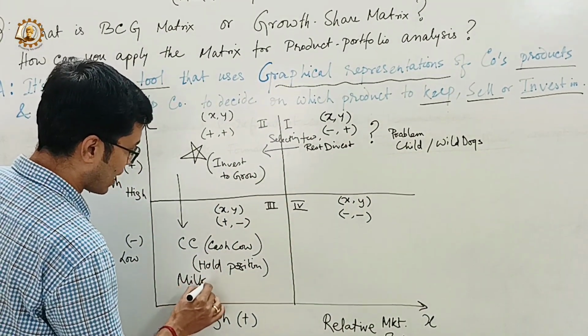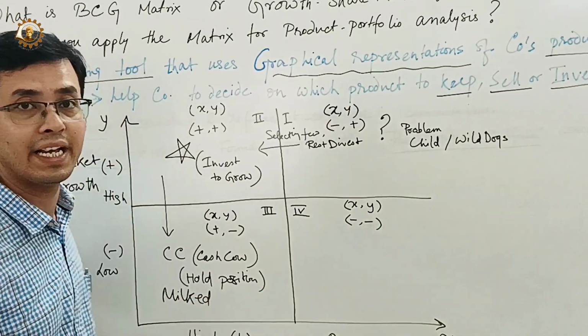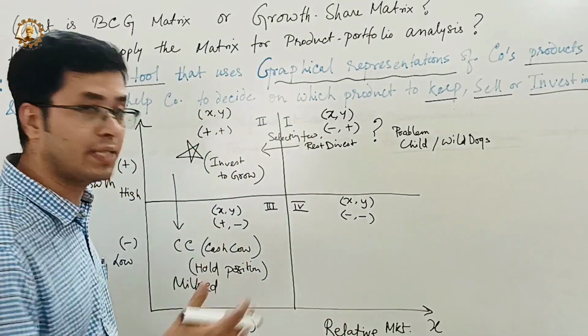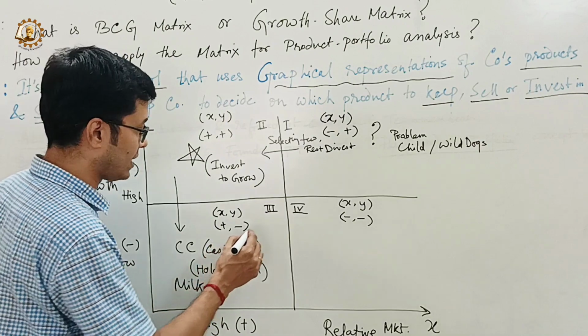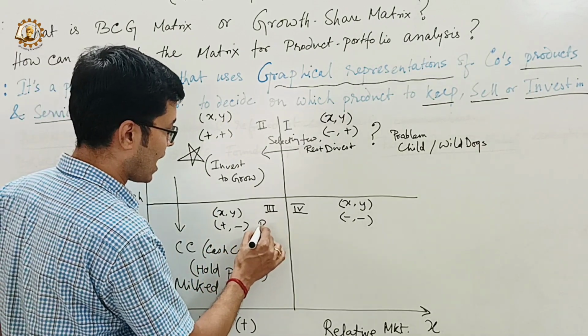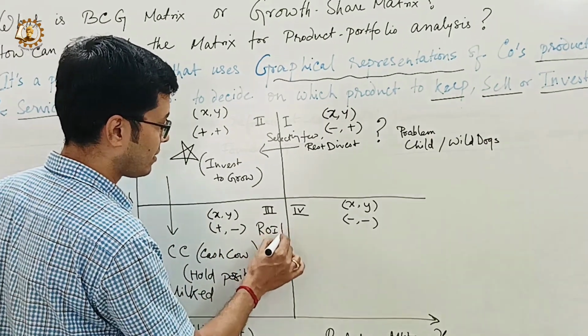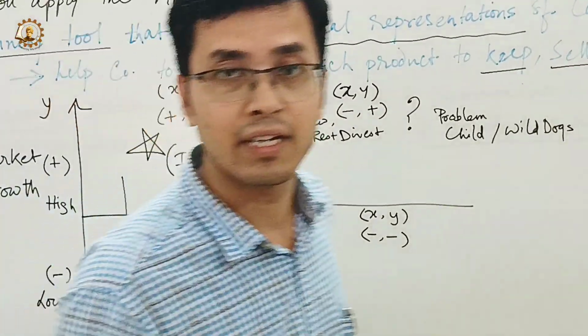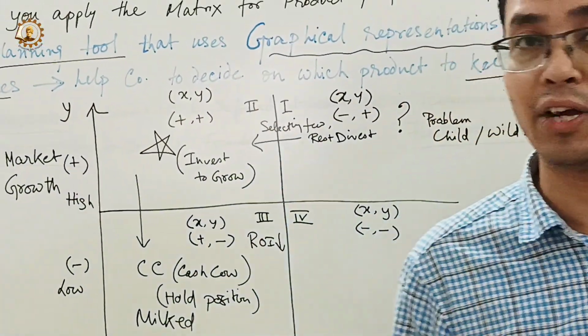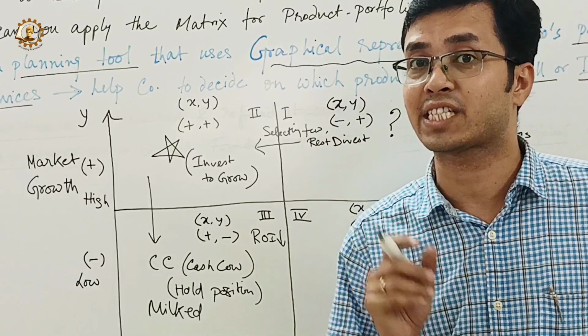So this particular product will start milking, and this milk is the money that the company is getting out of this product, which will have less ROI, less return on investment. So if they have less ROI, what will they do? They will ideally not invest in the cash cow products.